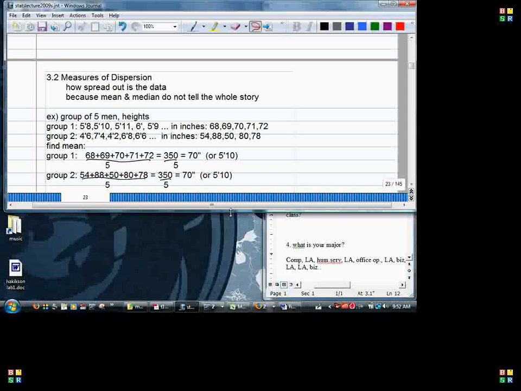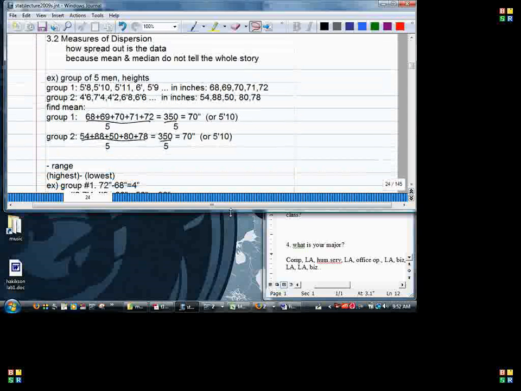If you want to express how spread out that data is using one number, instead of saying from 5'8" up to 6 feet, what could you say? Look at the inch numbers. That'll be easier. Instead of saying from 68 to 72, what could you say? 4 inches, and that's it. That's called the range. Group 1, highest minus lowest. The difference between the highest and the lowest. Right, and we're going to call that the range. So the range is 4 inches for group 1.